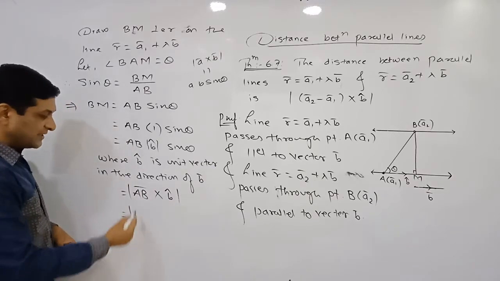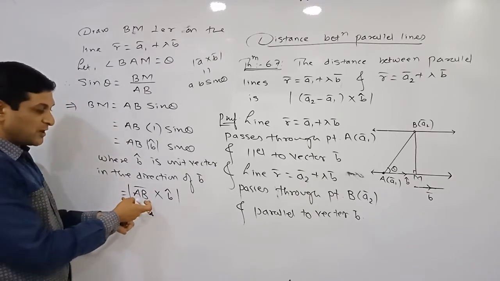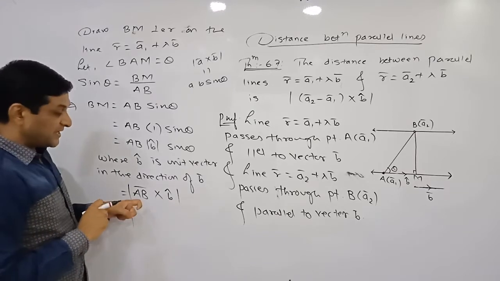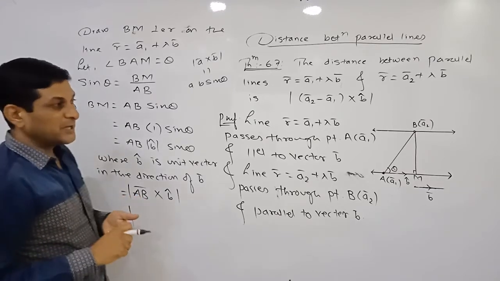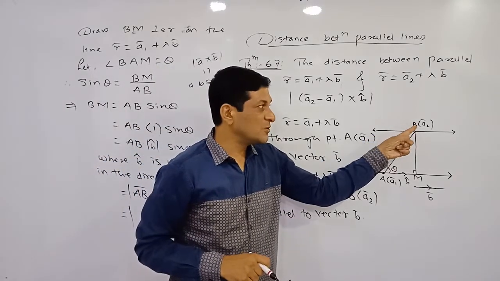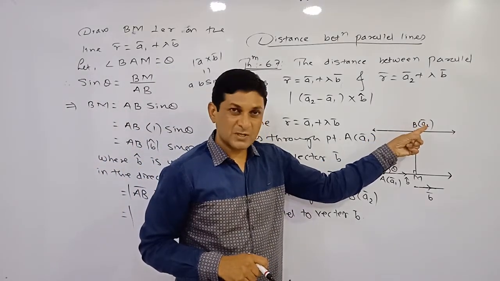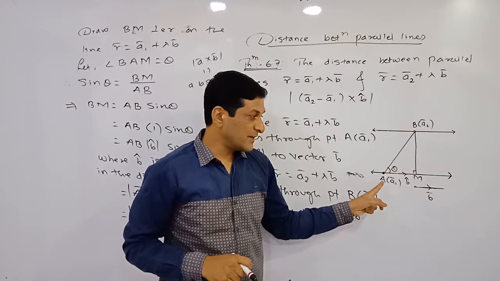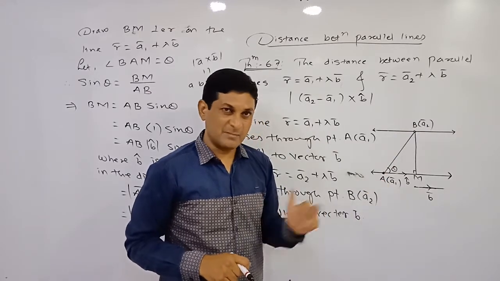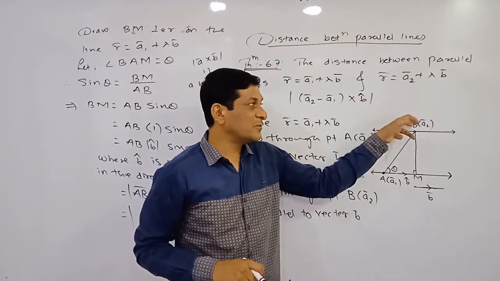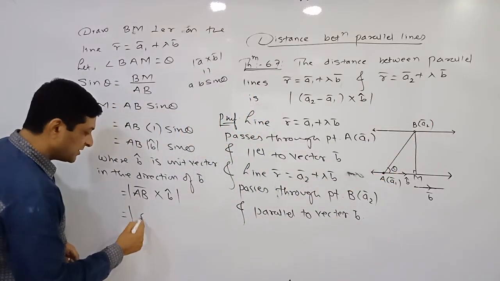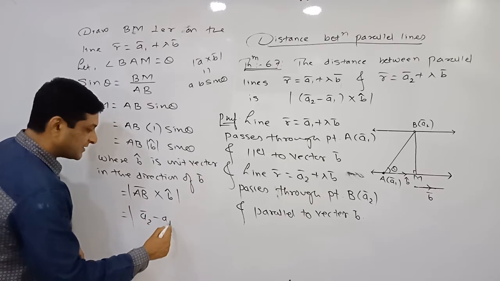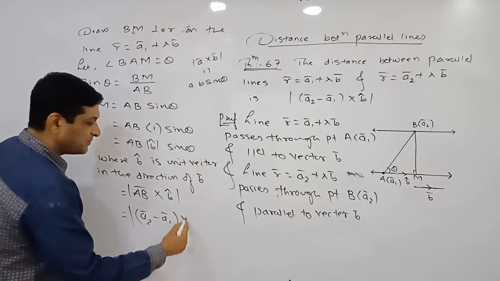So now AB bar in terms of position vectors can be written as what? B bar minus a bar, where b bar is the position vector of point B and a bar is the position vector of point A. But here the position vector of point B is denoted, instead of b bar, by a2 bar, and the position vector of point A is denoted by a1 bar. So what will we get? AB bar is equal to what? a2 bar minus a1 bar. So AB bar cross b cap will be a2 bar minus a1 bar cross b cap.